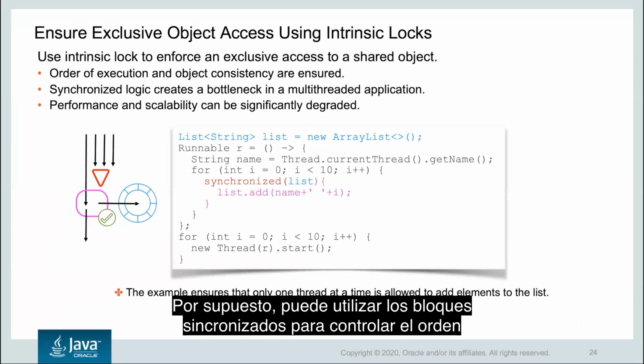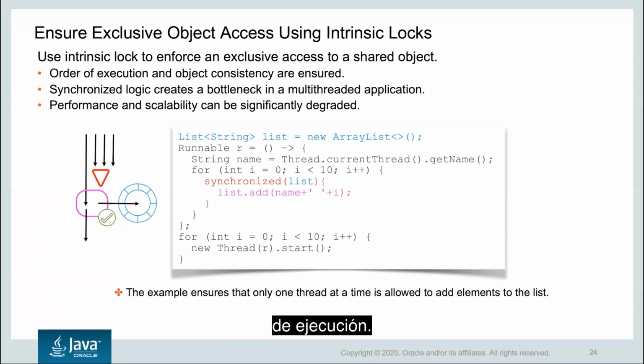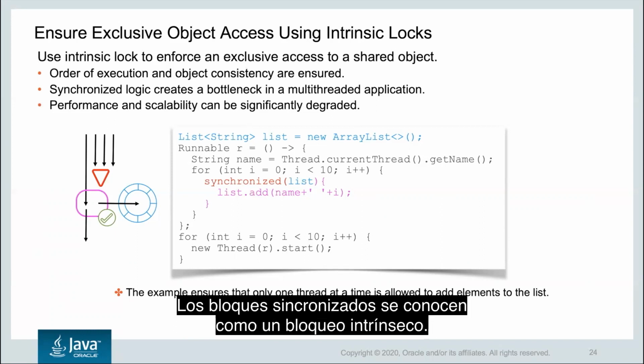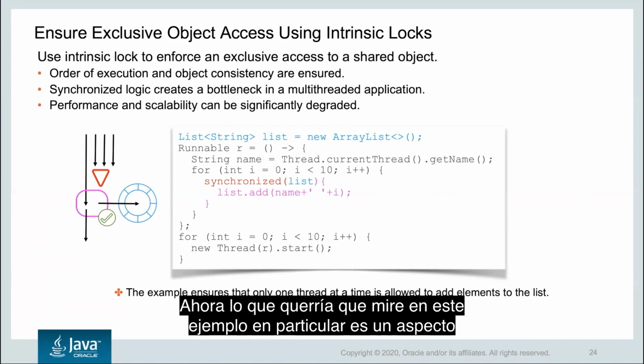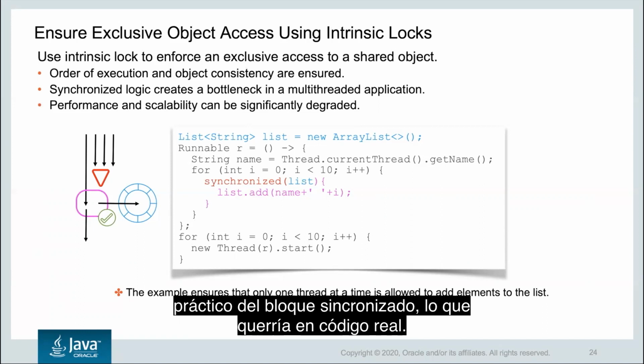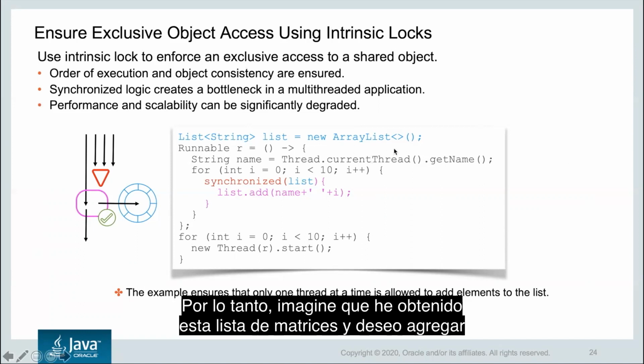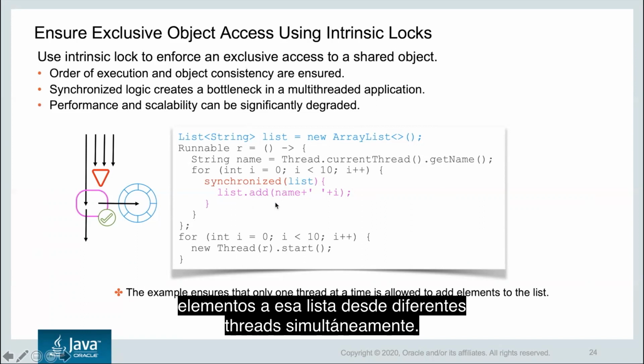Of course, you can use the synchronized blocks to control the order of execution. We talked about it before. Synchronized blocks are known as intrinsic locking. Now, what I would like you to look at in this particular example is a practical aspect of the synchronized block, what it would feel like in real code. So imagine I've got this array list, and I want to be able to add things to that list from different threads concurrently.